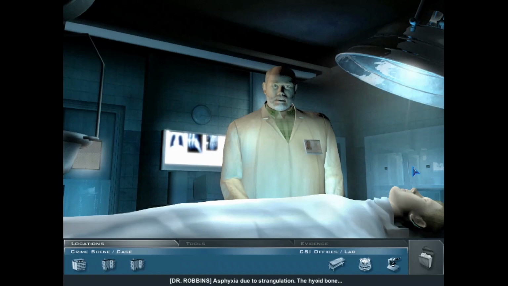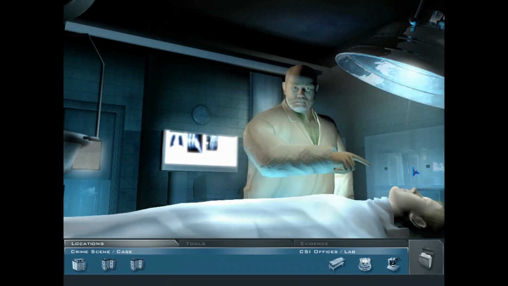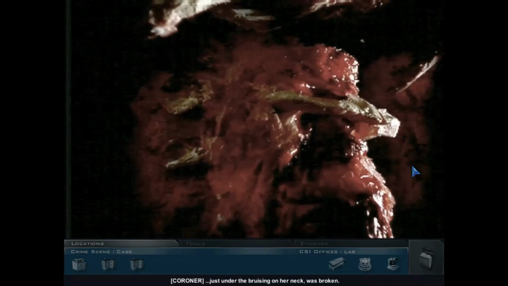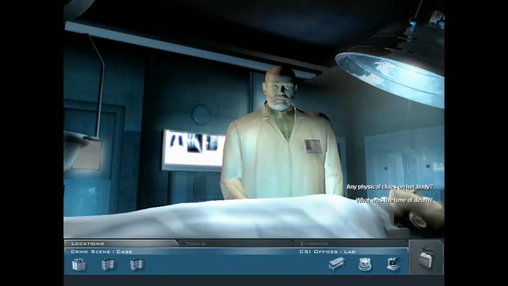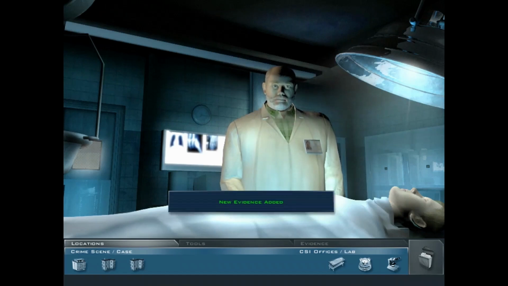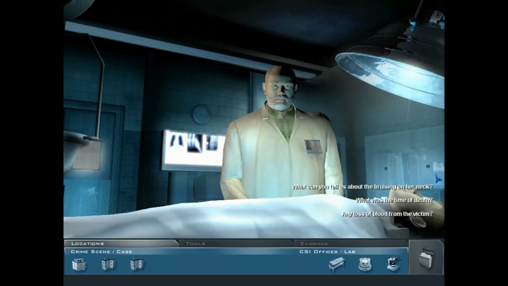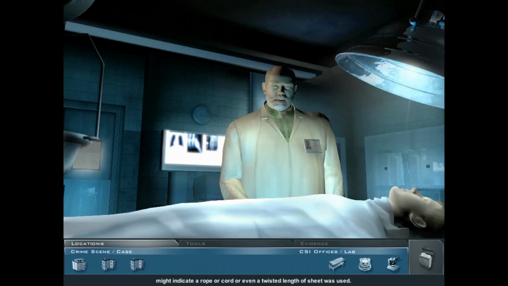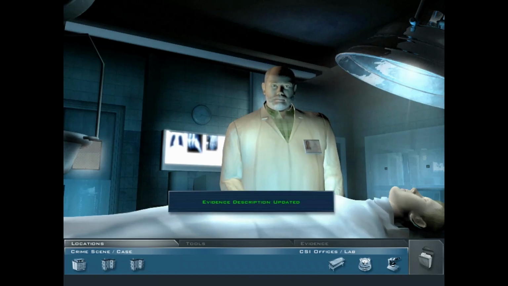Asphyxia due to strangulation. The hyoid bone, just under the bruising on her neck, was broken. Quick death, anyway. Found traces of skin under 3 of her nails. Not a lot, but enough to indicate she may have been trying to fight off her assailant. You can take it with you. Ran a rape kit, too. Sexual activity, but no sign of assault. Fairly narrow ligature marks like these might indicate a rope or cord or even a twisted length of sheet was used.